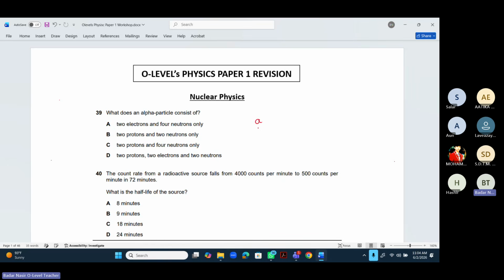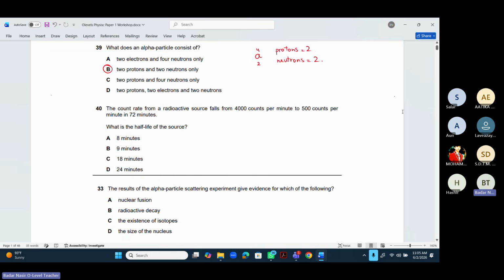So alpha particle का ये symbol है, its proton number is 2 and its mass number is 4. So alpha particle में it has got 2 protons and it has got 2 neutrons. So first वाले में हमारे पास 2 protons and 2 neutrons only. So the answer is B.